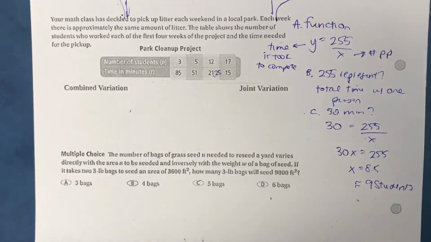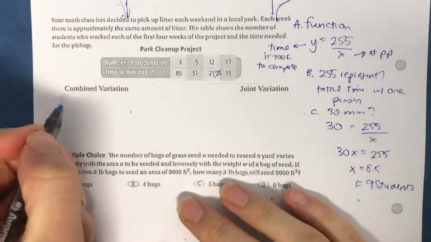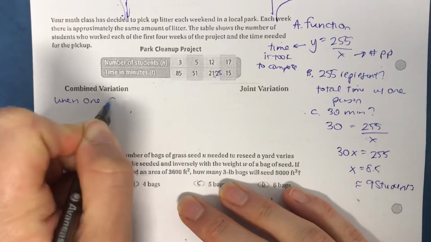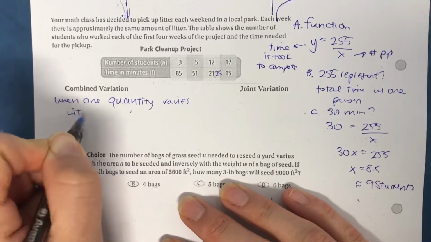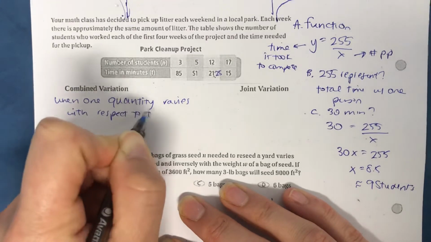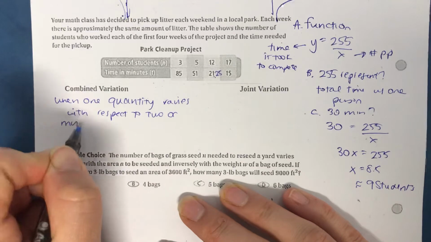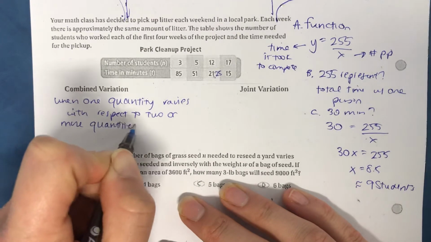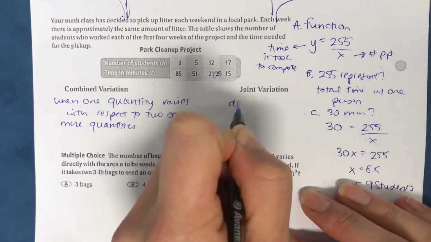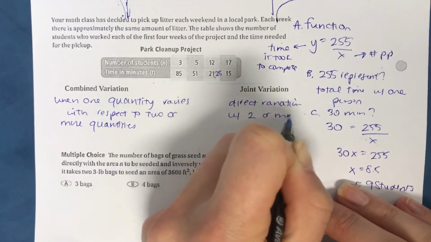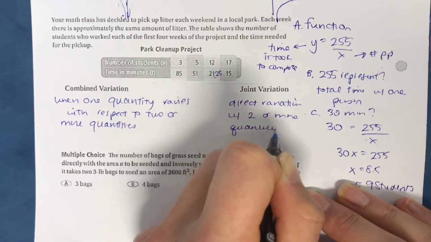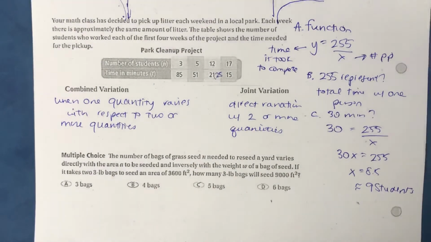Okay, last thing, combined variation and joint variation. Combined variation is when one quantity varies with respect to 2 or more quantities. And then joint variation is direct variation with 2 or more quantities. Okay, so basically what these are meaning is just, yeah, we have multiple variations going on.